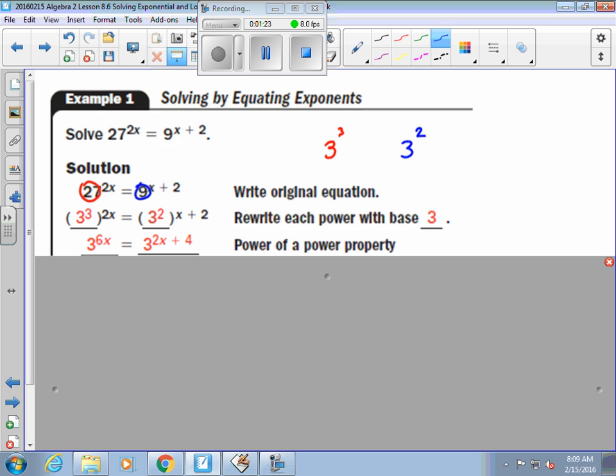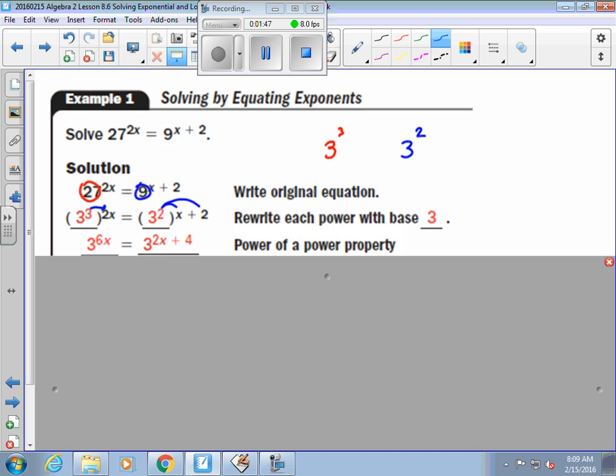So when you eliminate that part, or even before we do that, use the power property, the power of a power. Anytime you raise a power to a power, you multiply them. So 3 times 2x is 6x, and 2 times x plus 2, you distribute it. 2 times x is 2x, and 2 times 2 is positive 4.